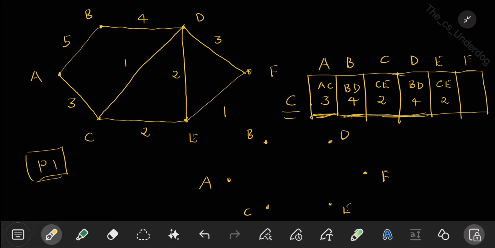Next edge to consider, let us say, is CD. CD is to be considered and its value is 1. We'll go to C first. CE is having value 2.